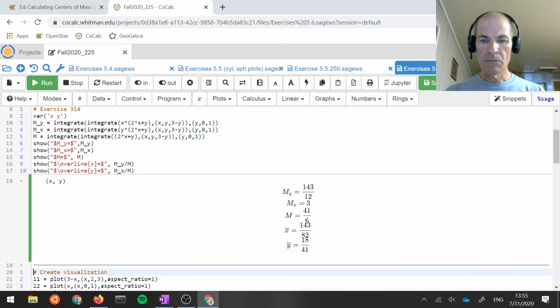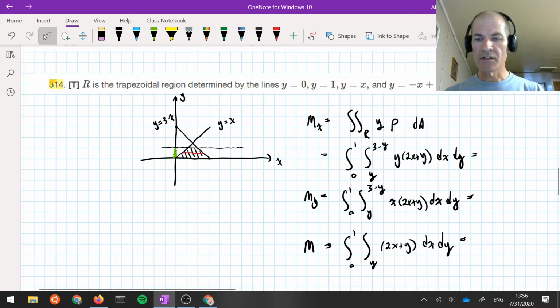Doing so, we see that the moment about y is this nasty fraction, M sub x, M, and then how do we compute x bar and y bar? Remember x bar is the moment about y divided by the mass, and y bar is the moment about x divided by the mass, and that yields these two quantities. Again, just judging from these fractions, these integrals are within your ability to do, but it looks like there's going to be a lot of fractions flying around, and so maybe using a computer is the best remedy for this.